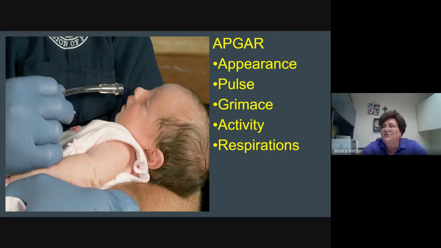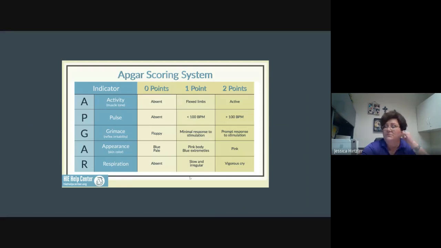And the next slide shows you the chart for the Apgar scoring system, and this is in your book as well. Okay.